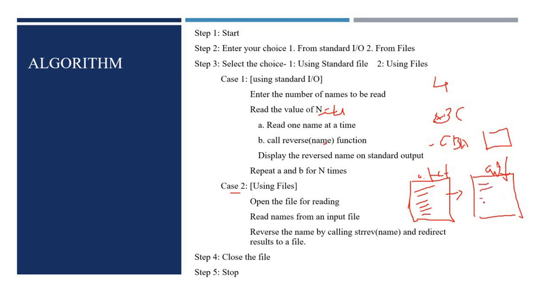In reverse order, all the names listed in the input file are processed with the string reverse function and stored in the output file. Once the output is finished, we need to close that particular file, then stop the program. So how can we do it? Programming.